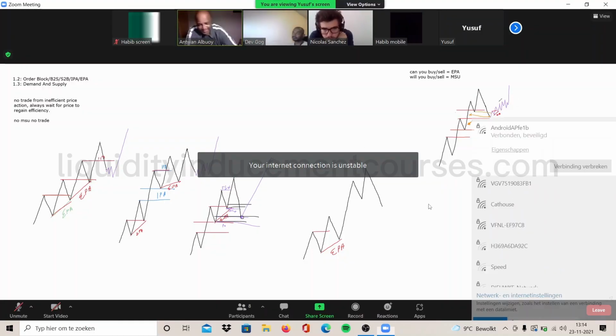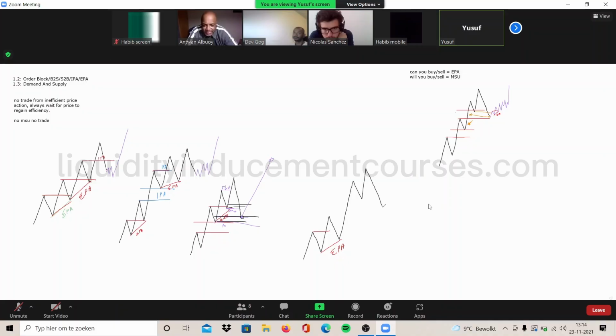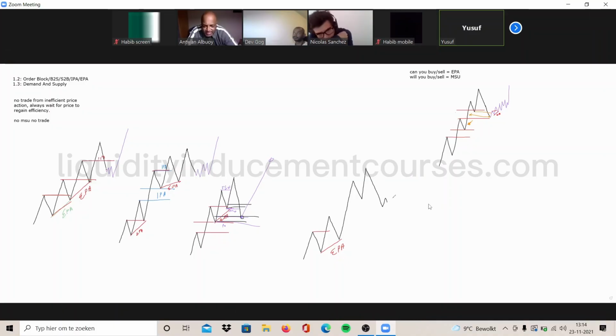So if you have, similar to this, lower time frame efficiency, you can buy. Also, if price refused to mitigate, if price was good enough to come here to mitigate, you can buy from here directly, because that's your fake BOS, inducement and mitigation of what? Efficient price action. So you are buying on efficiency.